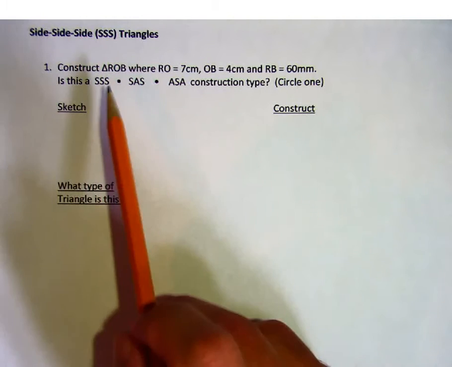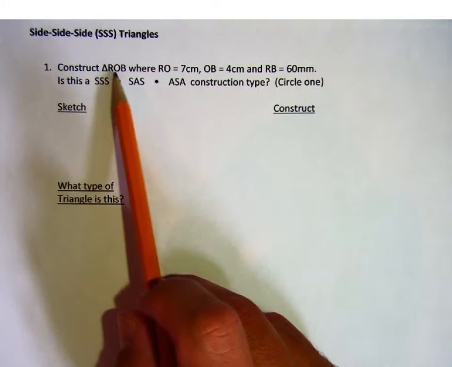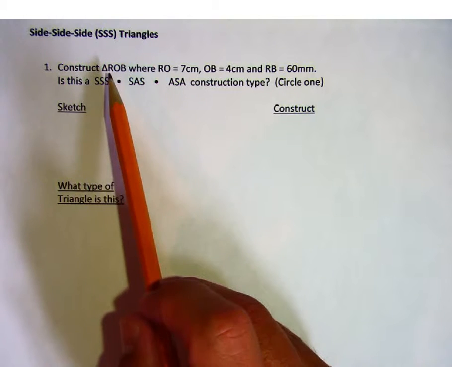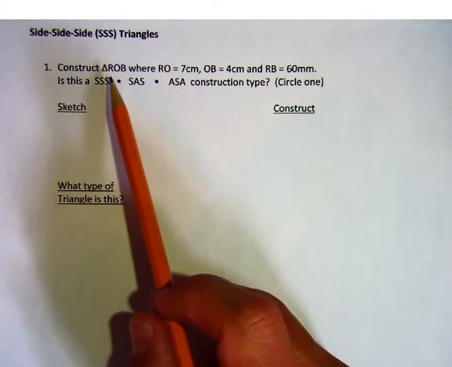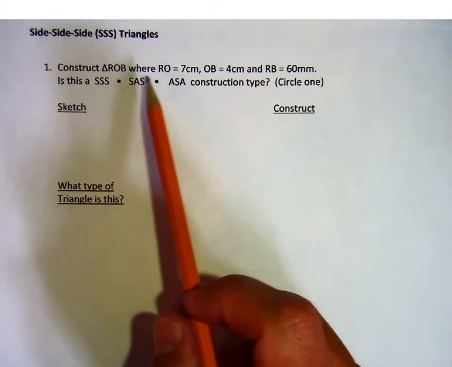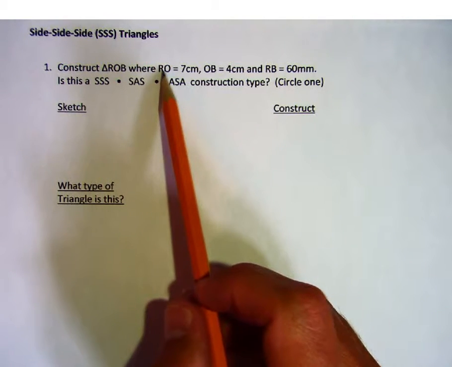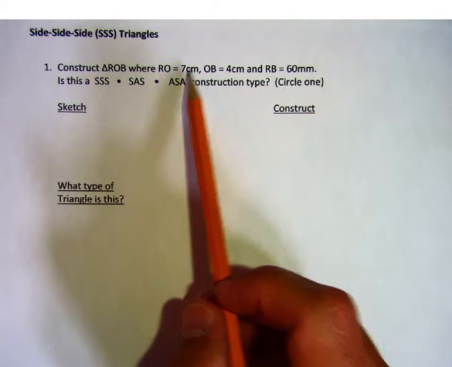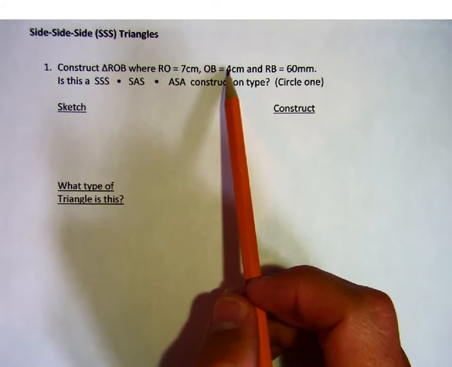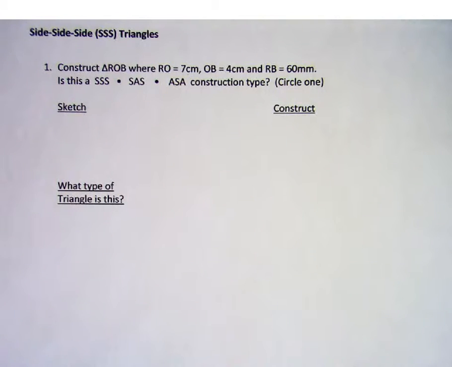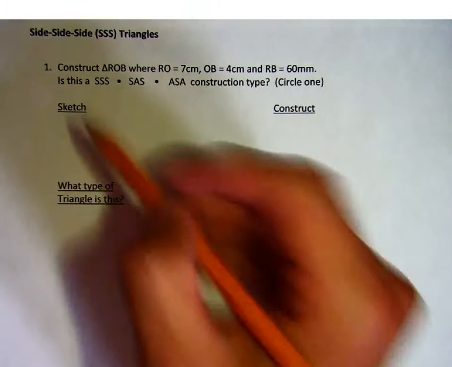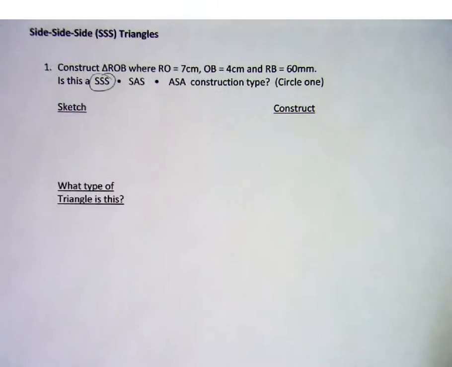So it tells me here I want to construct a triangle ROB, and those letters are the letters that will be at each corner or vertex of the triangle: R, O, and B. And I want to know that the line between R and O is 7 centimeters, the line between O and B will be 4 centimeters, and the line between R and B is 60 millimeters. So that's all the information I need. And like we said, this is a side, side, side triangle because we're given all three sides.